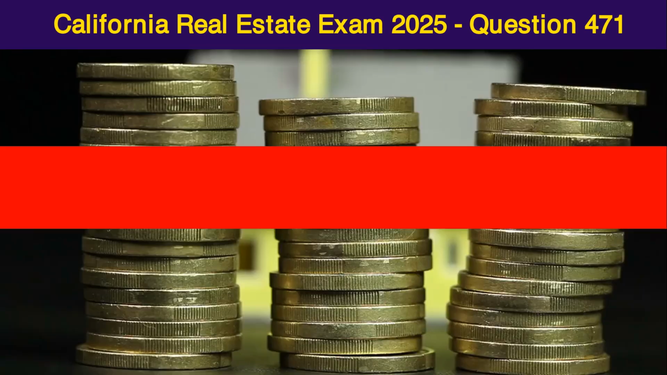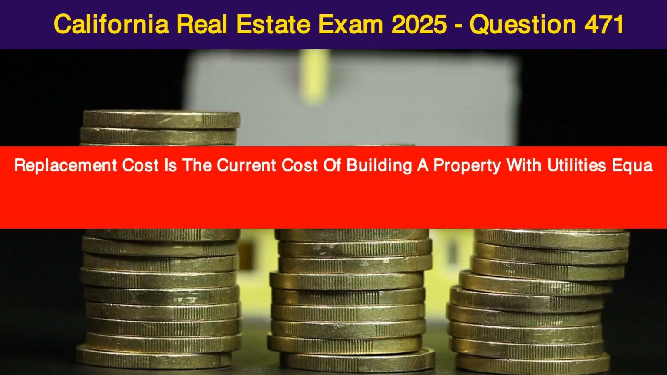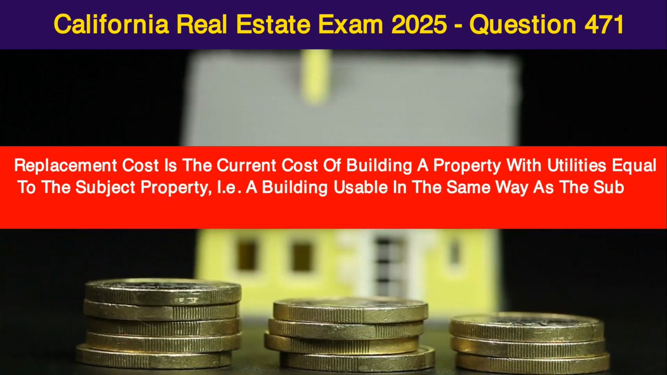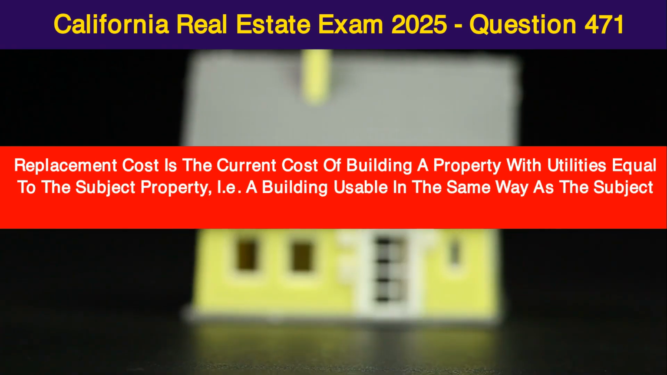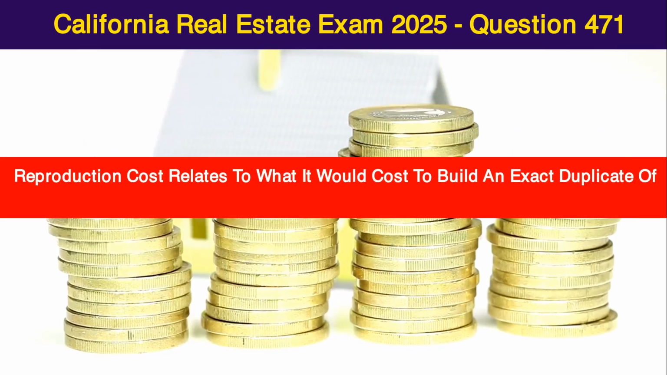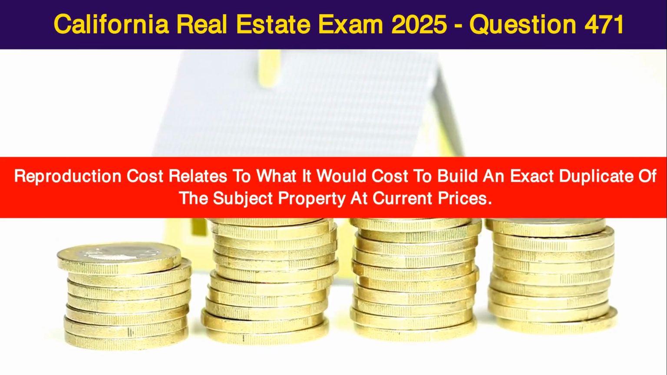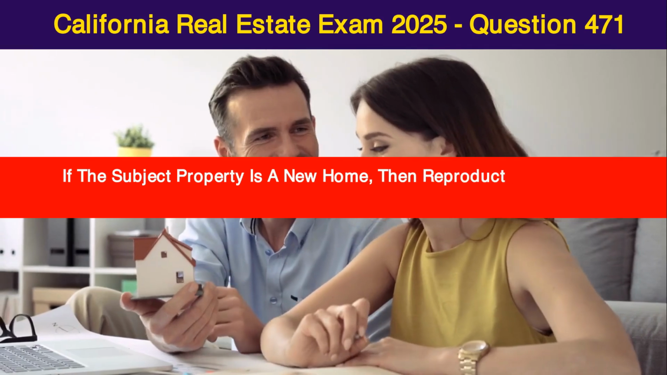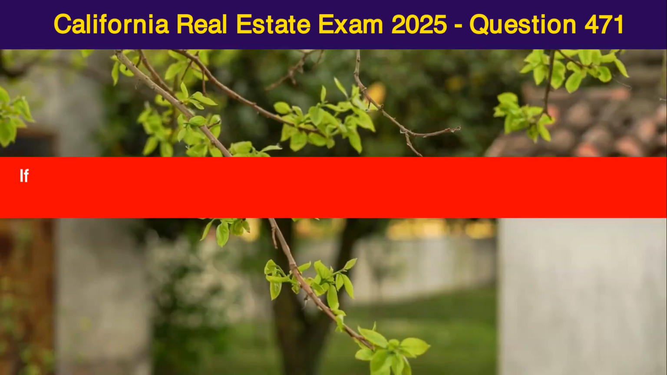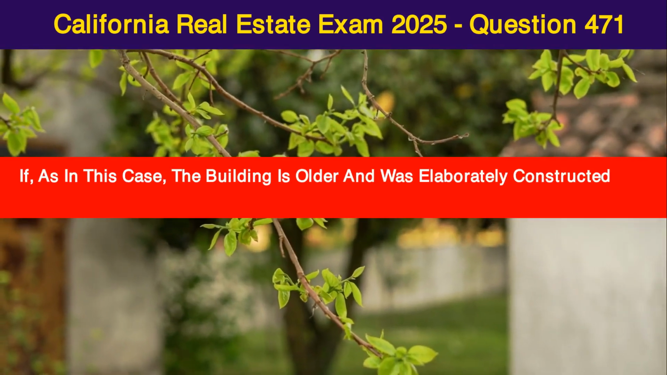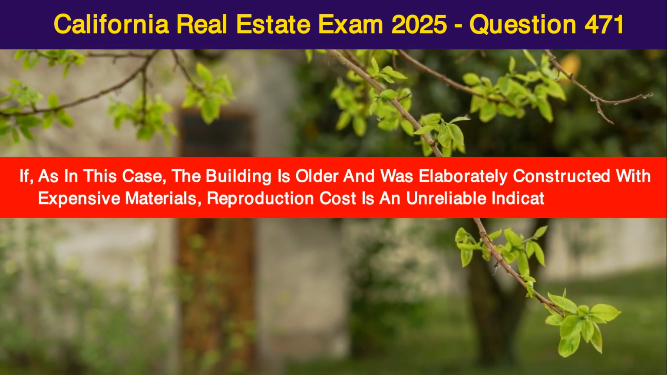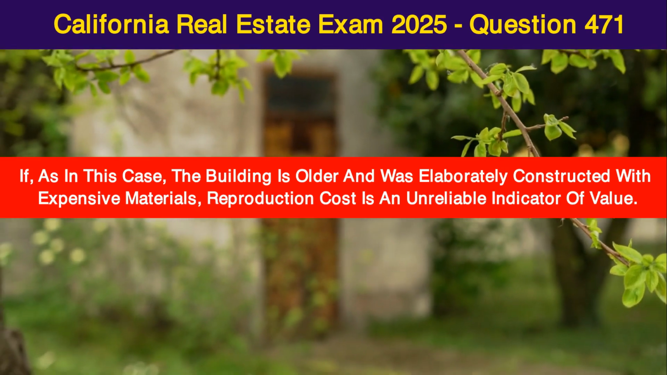Replacement cost. Replacement cost is the current cost of building a property with utilities equal to the subject property, i.e. a building usable in the same way as the subject property. Reproduction cost relates to what it would cost to build an exact duplicate of the subject property at current prices. If the subject property is a new home, then reproduction cost and replacement cost may be the same. If, as in this case, the building is older and was elaborately constructed with expensive materials, reproduction cost is an unreliable indicator of value.